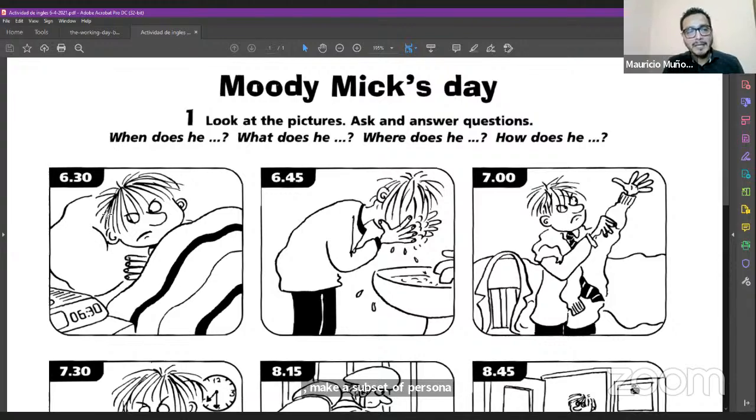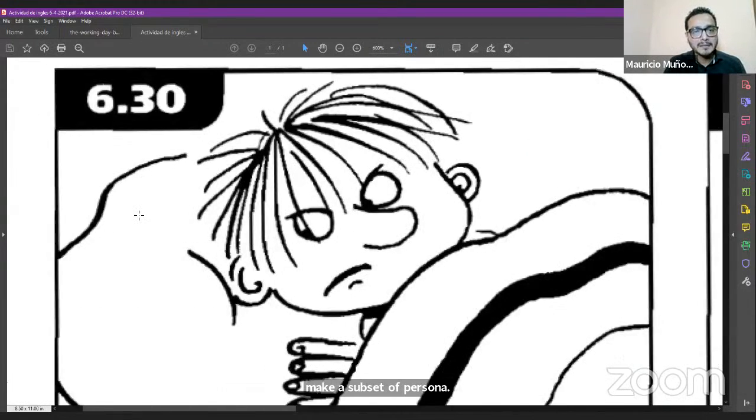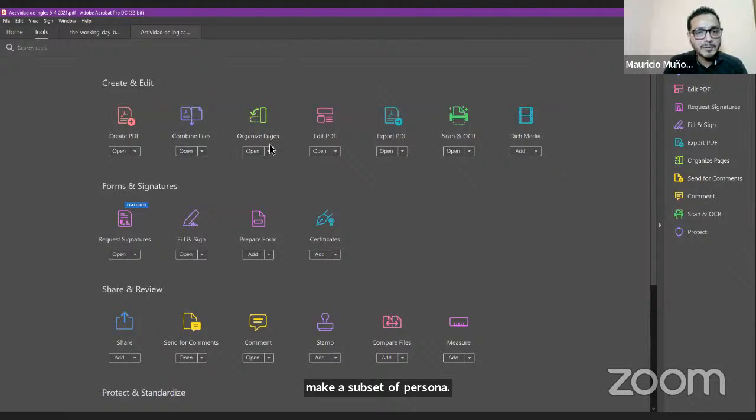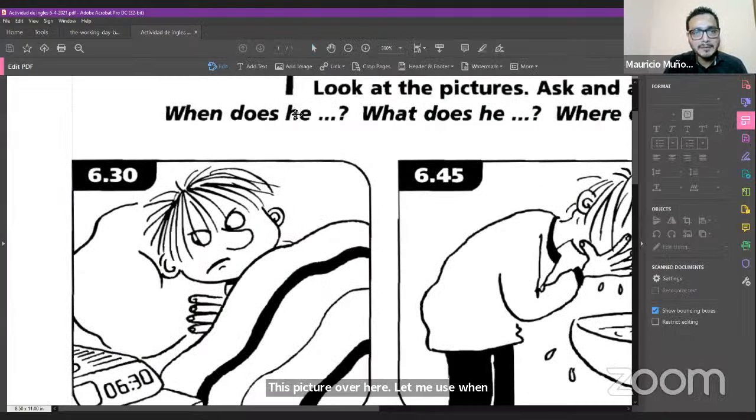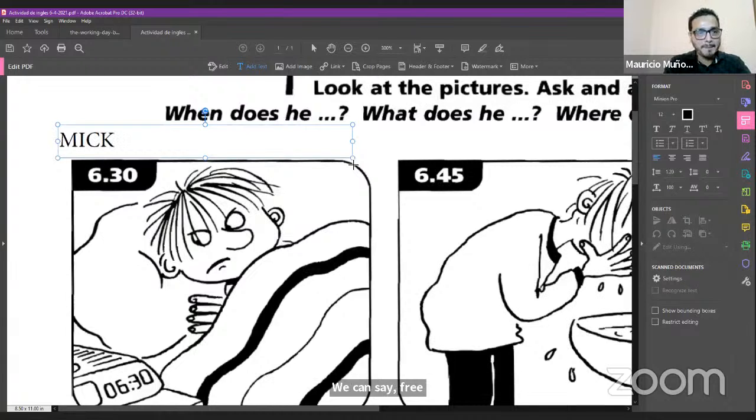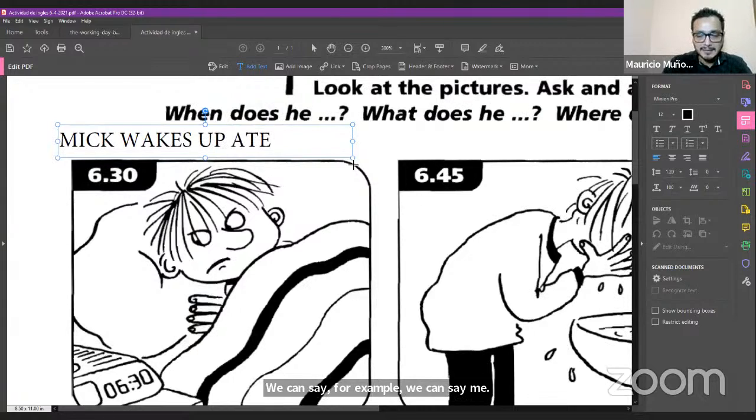For example, in the picture number 1, this picture over here, let me help you. We can say, for example, we can say wakes up at 6:30. I'm sorry, we have, you see, Make wakes up at 6:30.